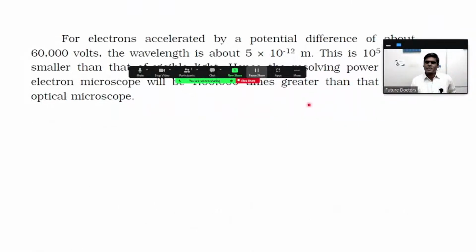For electrons accelerated by a potential difference of about 60,000 volts, the wavelength is about 5 into 10 power minus 12 meter. This is 10 power 5 times smaller than that of visible light. Yes, the resolving power of an electron microscope will be 10 power 5 or 10 power 6 times greater than that of an optical microscope.